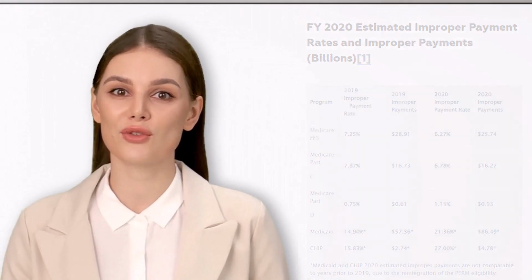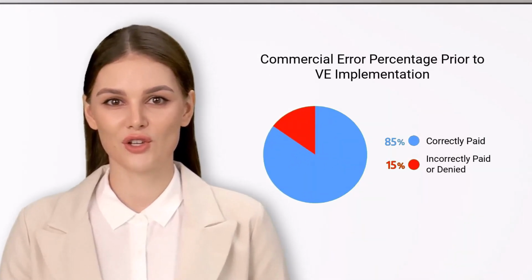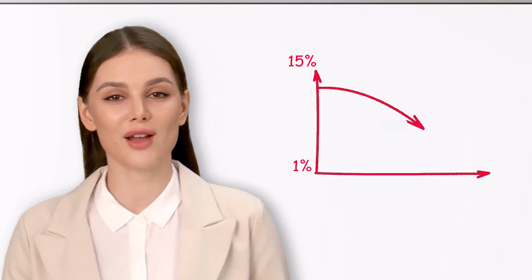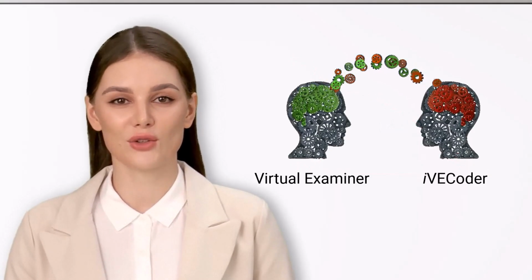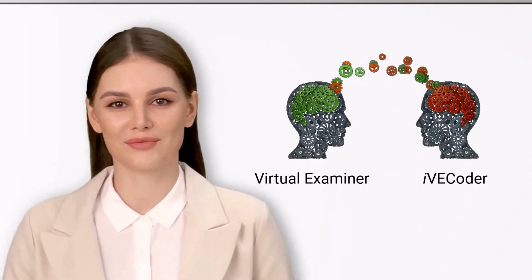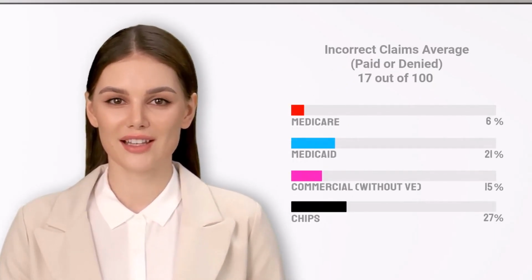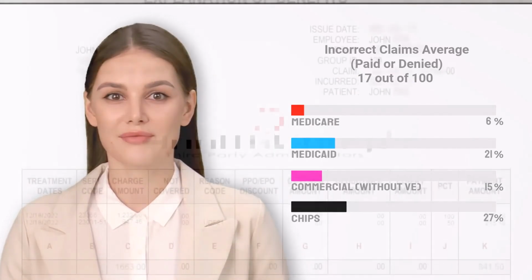On a commercial level, the average error rate for PCG customers prior to installing our virtual examiner product is approximately 15%. After VE was installed, our customers' error rate dropped to 1.2%. Since iVECoder uses the same AI engine as VE, you'll know what the payer knows. Regardless of commercial, ERISA, Medicare or Medicaid, it is worthwhile to end this tutorial on auditing insurance payers.